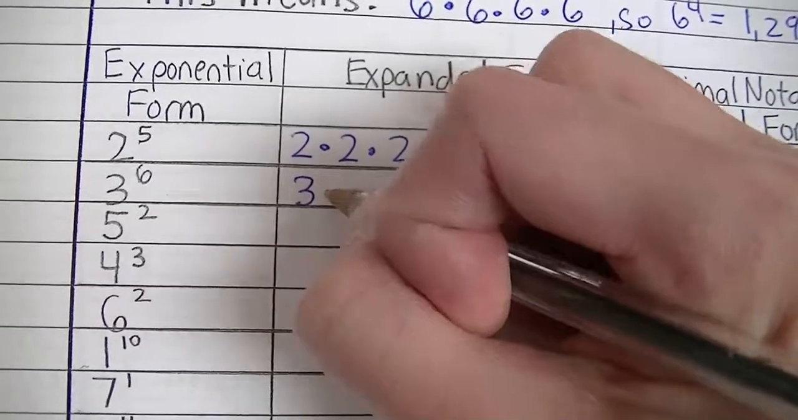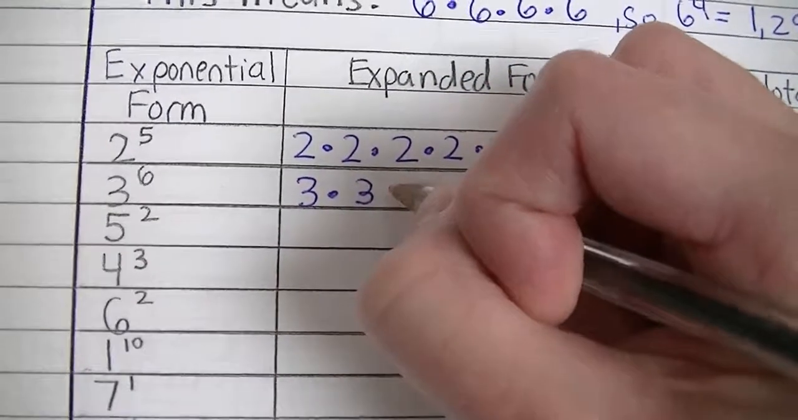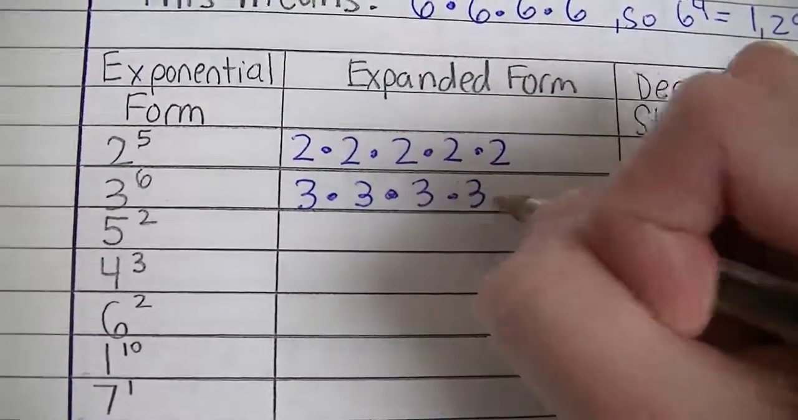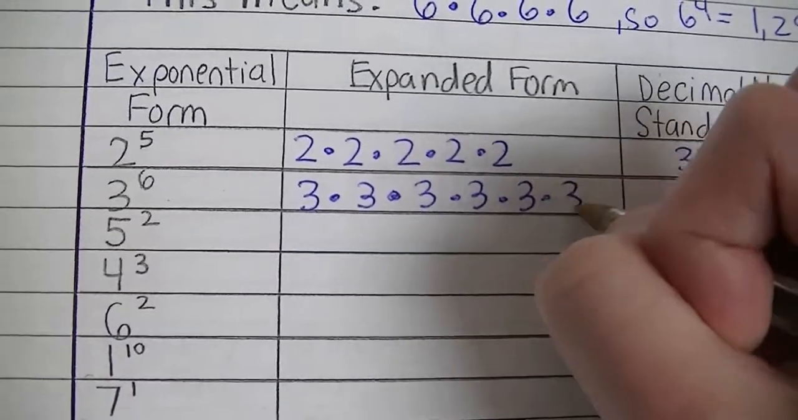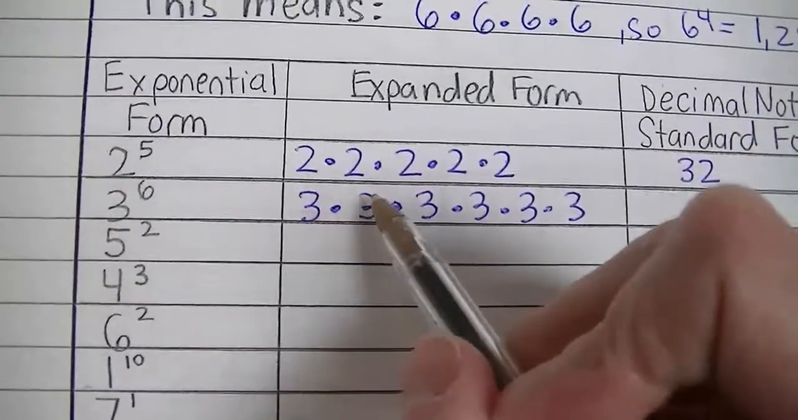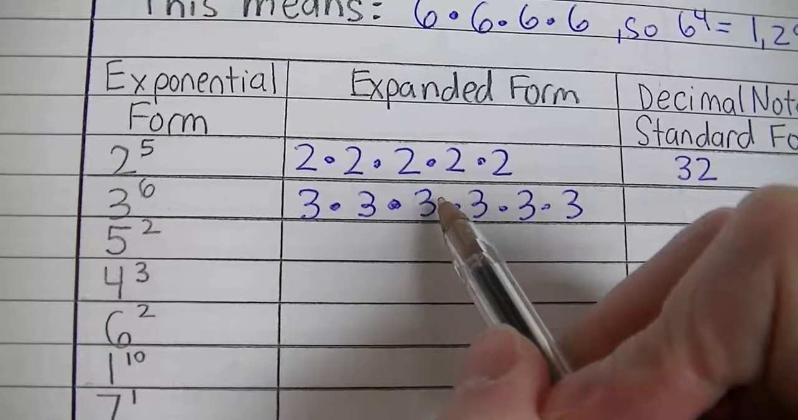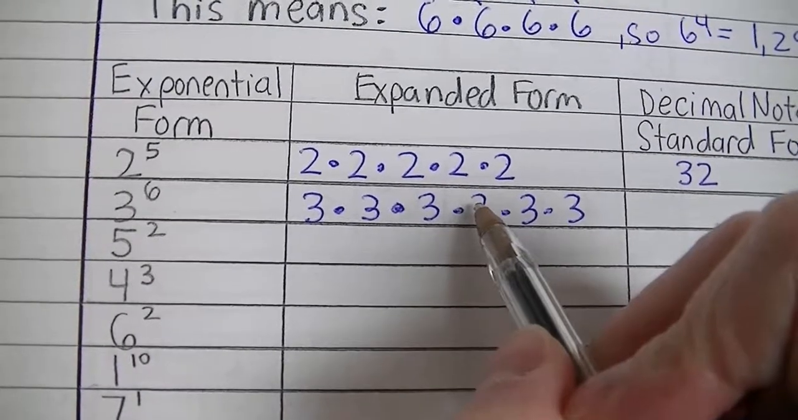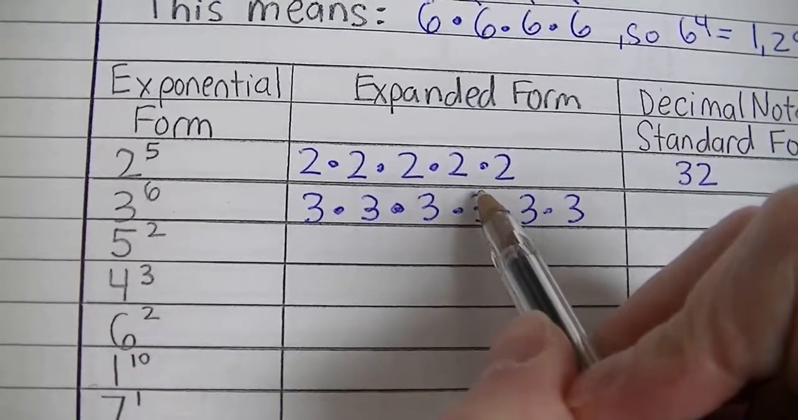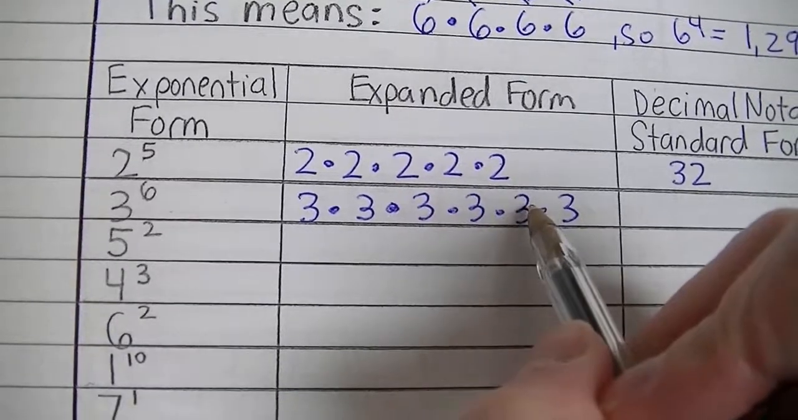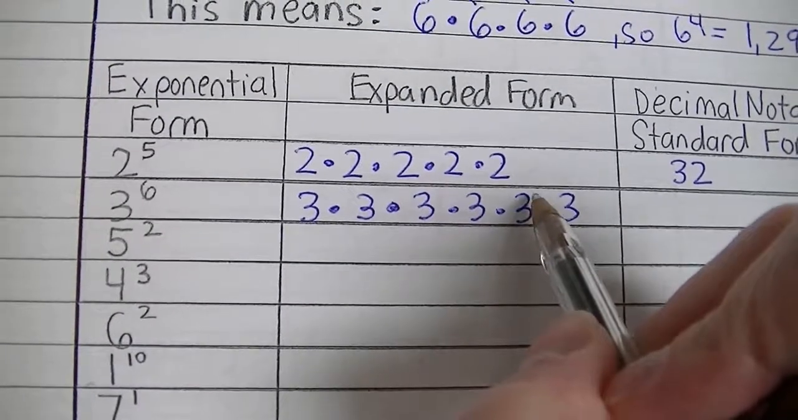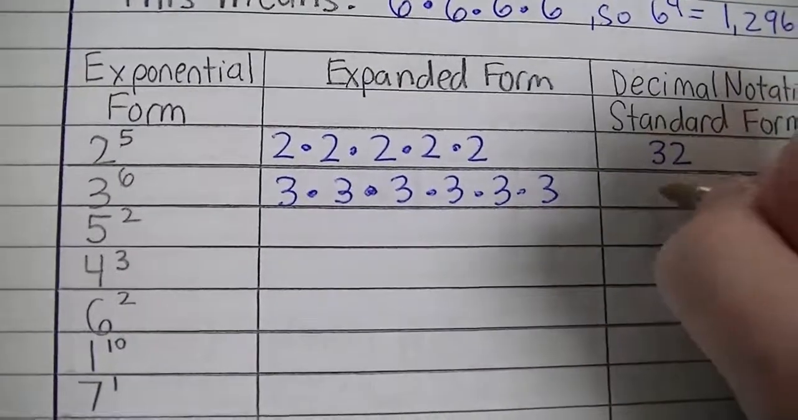3 to the 6 is multiplying 3 by itself 6 times. Okay, 3 times 3 is 9, 9 times 3 is 27, 27 times 3 is 81, 81 times 3 is 243, 243 times 3 is 729.